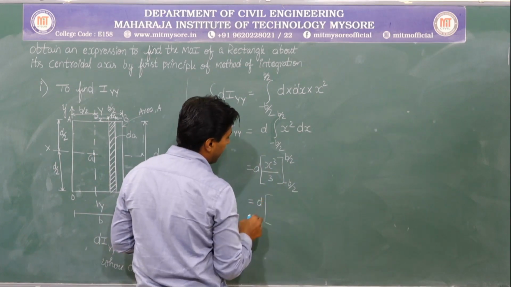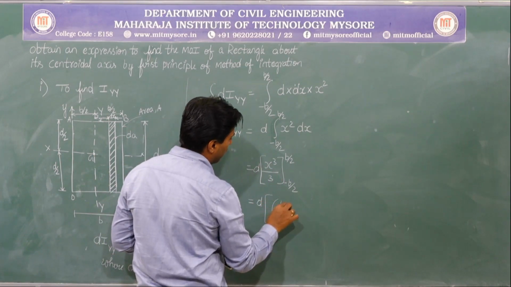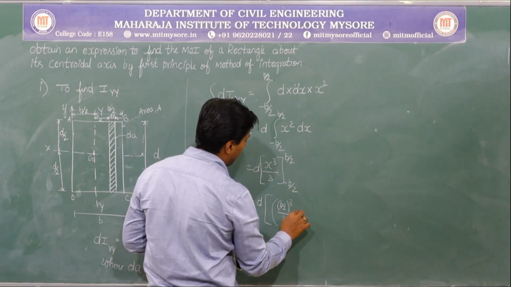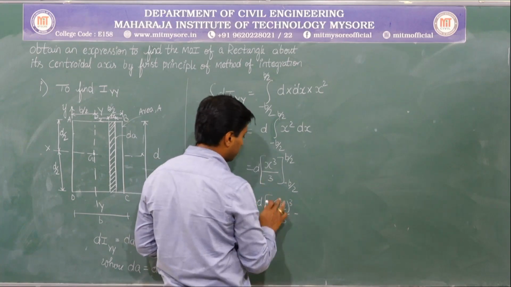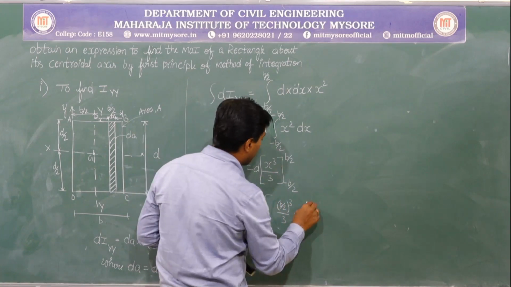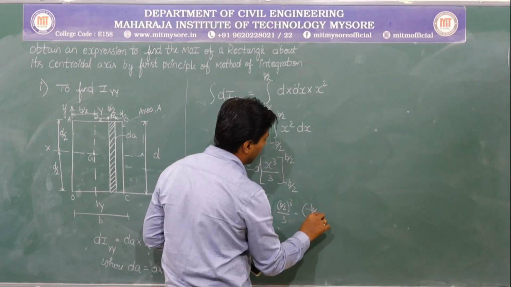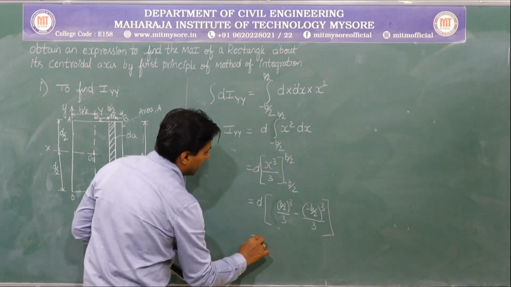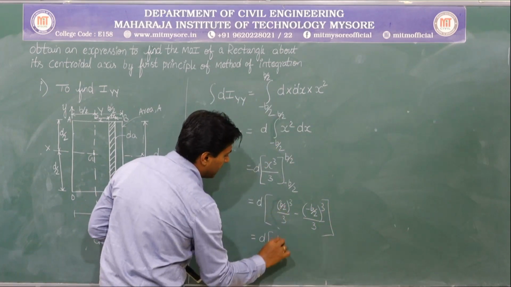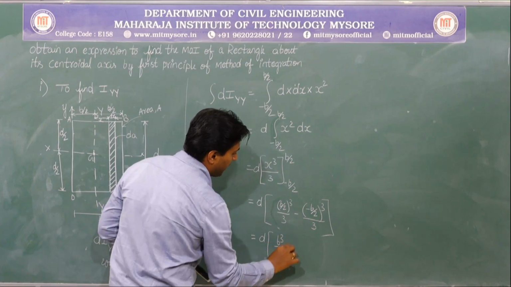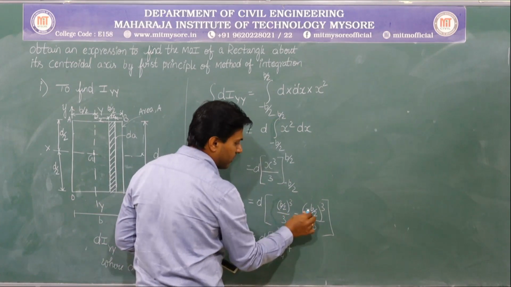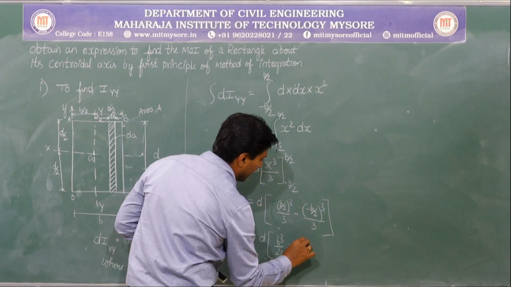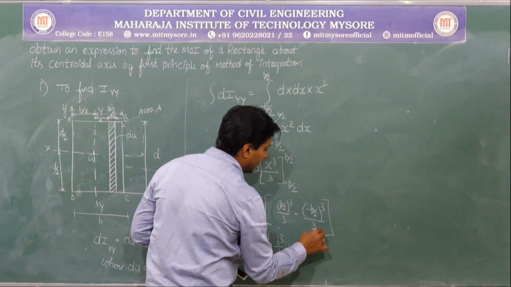So first let me apply the upper limit. It is b by 2 whole cube divided by 3, minus, let me apply one more, it is minus b by 2 whole cube divided by 3. So now d, let it be as it is. So it is b cube by 24 minus, minus and minus, it will become plus, because minus of whole cube will become minus only. So minus into minus will become plus. It is b cube divided by, 2 cube is 8, 8 3s are 24.